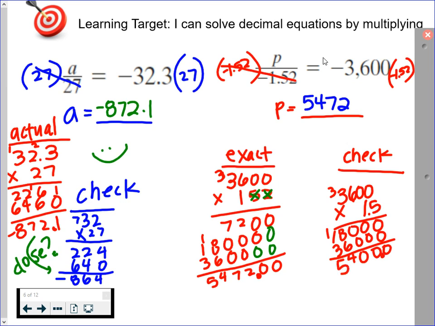My estimate tells me I should be close to 5,400. My exact answer, 5,472. Since we're working on really big numbers, I think that is a pretty good estimate. My actual answer seems to be close.